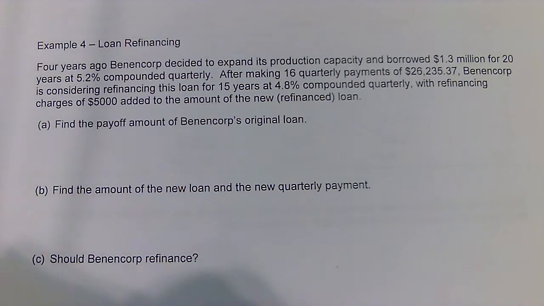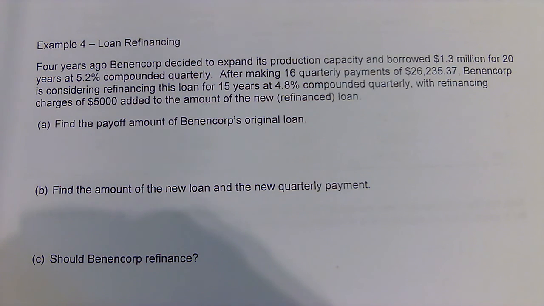Anyway, loan refinancing. 4 years ago, Benacourt decided to expand its production capacity and borrowed $1.3 million for 20 years at 5.2% compounded quarterly. After making 16 quarterly payments of $26,235, Benacourt was considering refinancing this loan for 15 years at 4.8%, with refinancing charges of $5,000 added to the amount of the new refinanced loan. So the first thing we want to do is find the payoff amount of Benacourt's original loan.